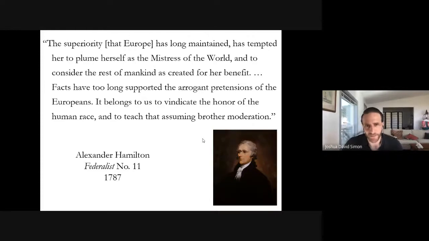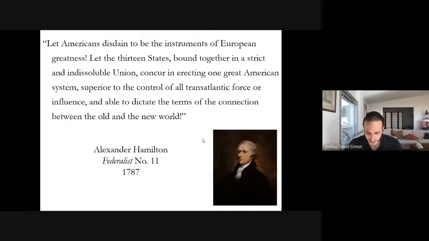He continues: "Let Americans disdain to be the instruments of European greatness. Let the 13 states, bound together in strict and indissoluble union, concur in erecting one great American system, superior to the control of all transatlantic force or influence, and able to dictate the terms of the connection between the old and the new world." So here, half a century prior to the first articulation of Monroe's famous doctrine, we have a North American statesman envisioning a new American empire, one not only capable of resisting European conquest, but actually of dictating the terms of connection between the entirety of the old and the entirety of the new world.